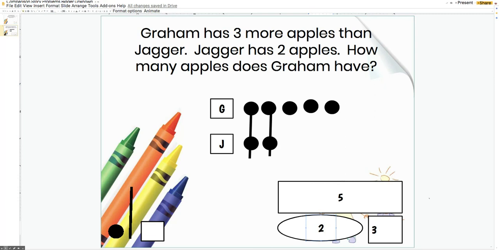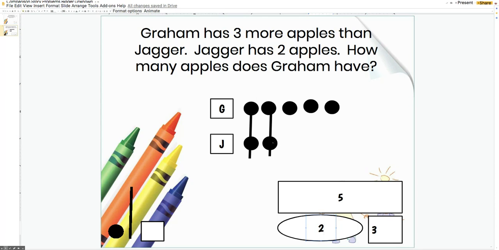So boys and girls, today you are going to do some comparison story problems. On the next slide, I want you to do one on your own. Think about, what do I already know? And what am I trying to find out? In this one, we knew that Jagger had 2 apples and that Graham had 3 extra apples than Jagger had.